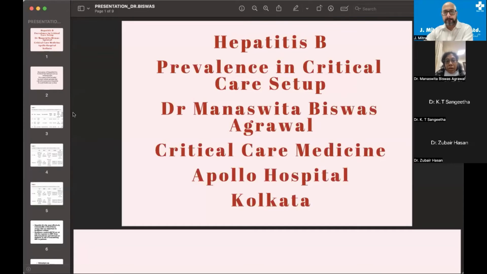Okay, so this is just a brief about myself: I work in the critical care setup at Apollo Hospital. I head one HQ, and very proudly I can say that in a year's time, I hardly get any hepatitis B or HIV positive patients nowadays. So that might be because we in Apollo are not getting critically ill patients. Anyway.